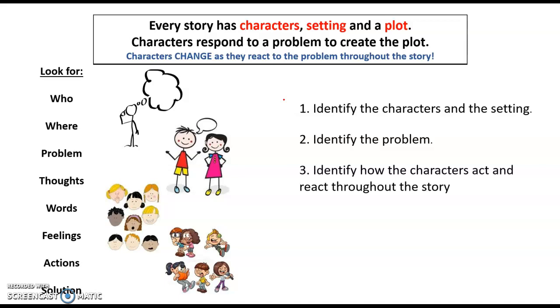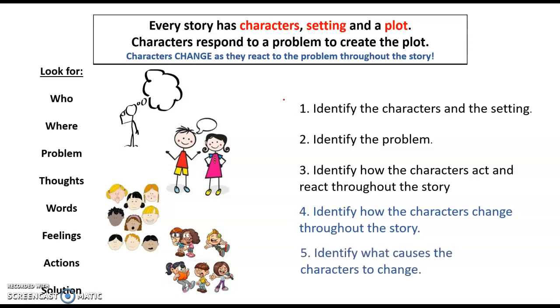Then we identify how the characters act and react throughout the story. So how did the mouse solve his problem? And then how was the lion's problem solved in the end? Now we're going to be looking at how the characters change throughout the story, and then what causes the characters to change. So I know that the lion felt a specific way about the mouse at the beginning, but in the end I think he changes his mind. We're going to reread the story today, and we're going to talk about how the lion changes.